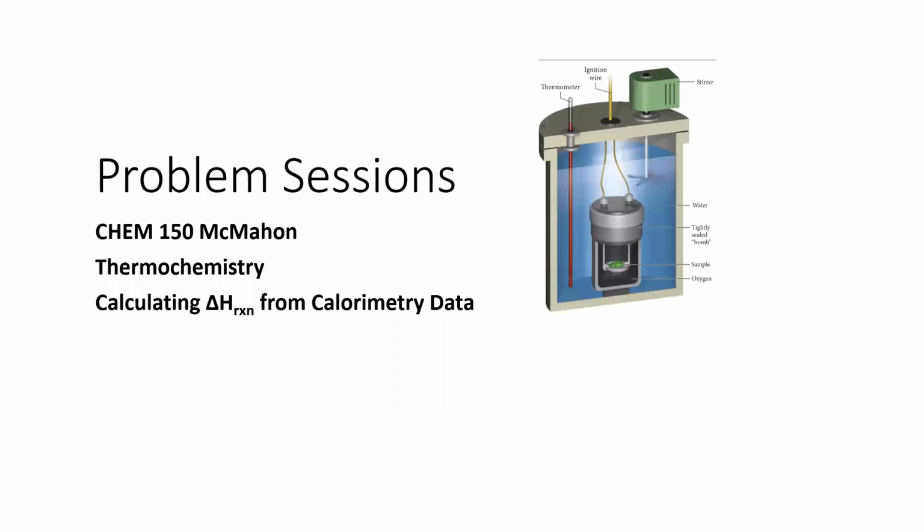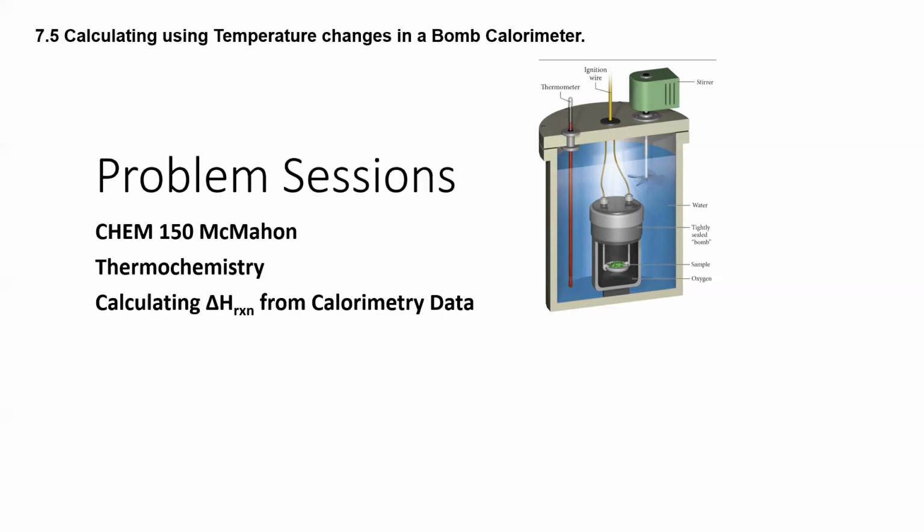So this is a bomb calorimeter. I discussed bomb calorimetry in section 7.5, calculating using temperature changes in a bomb calorimeter. If you haven't watched that video, go back to week 9's outline, goals and objectives, and watch temperature changes in bomb calorimetry. In that video, we review that the energy of a system is equal to the heat of the system and the work it does. We also discussed in earlier videos that work is the negative value of external pressure times the change in volume.